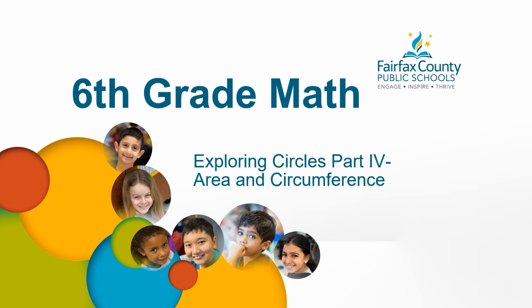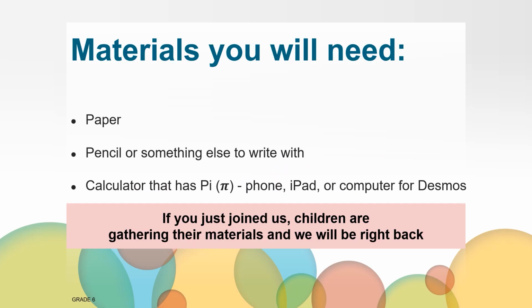I'm Miss Ogden, and today we're going to solve multi-step problems that involve finding the area of circles and squares. For this lesson, you will need paper and a pencil, or something else to write with. A scientific calculator that has pi would also be helpful, but it isn't necessary. We'll pause for about 30 seconds while you gather those materials.